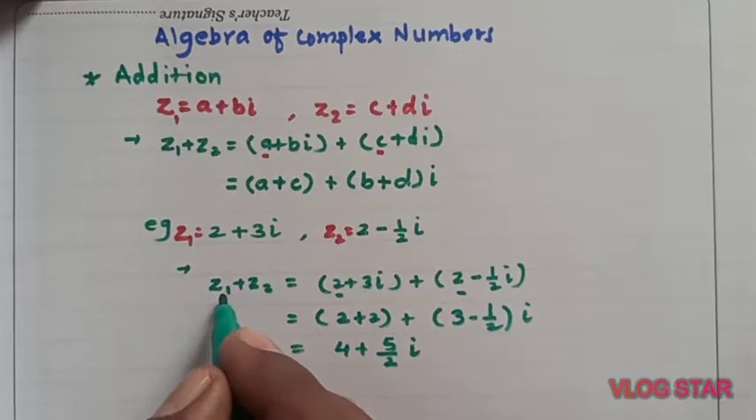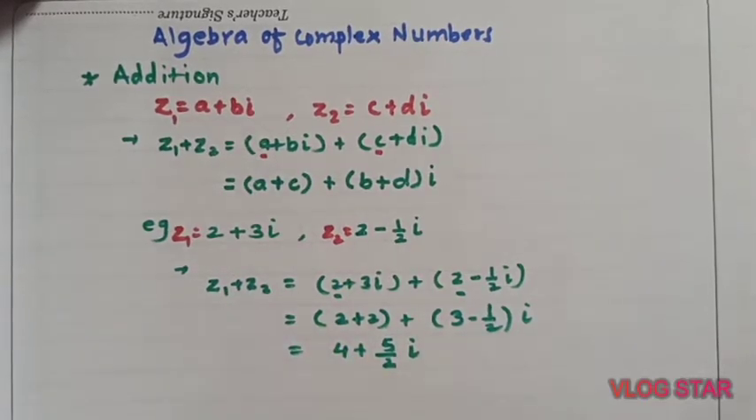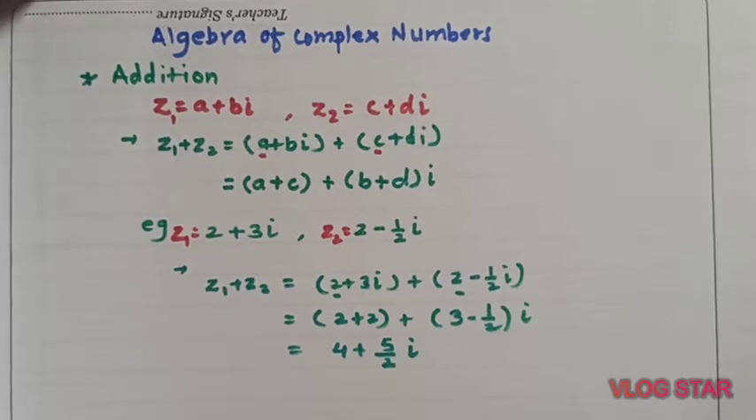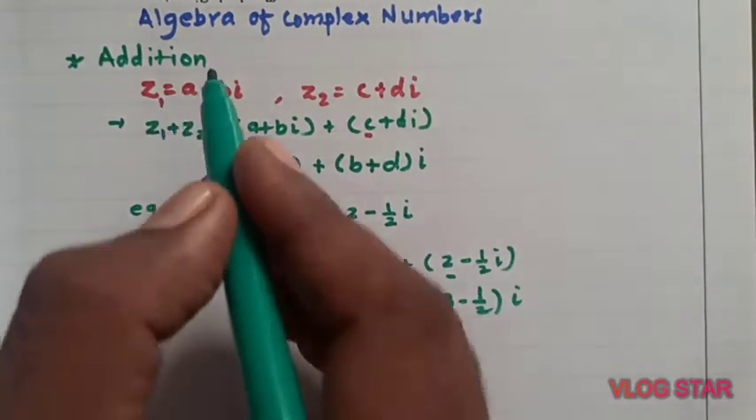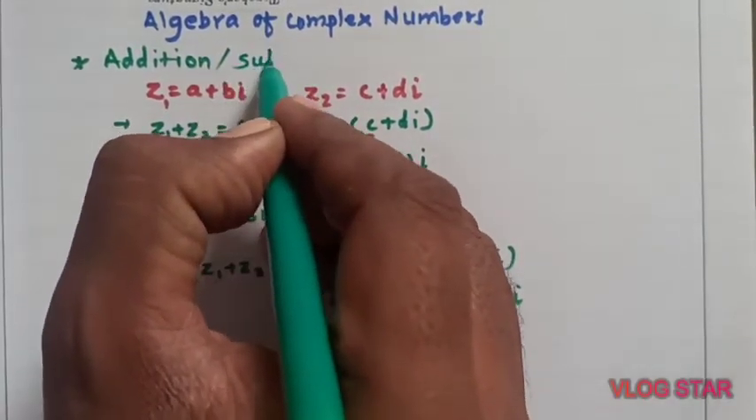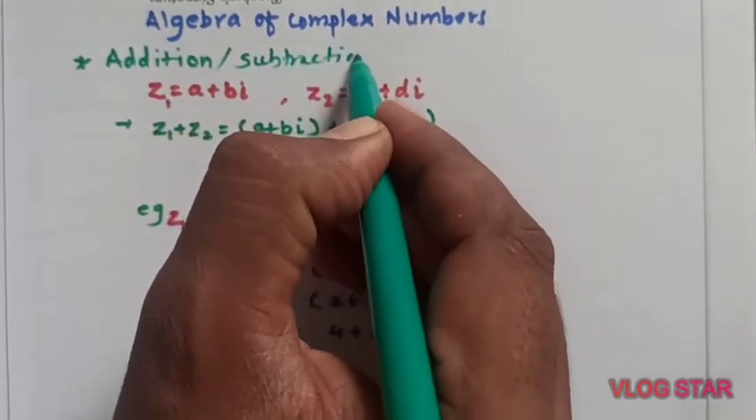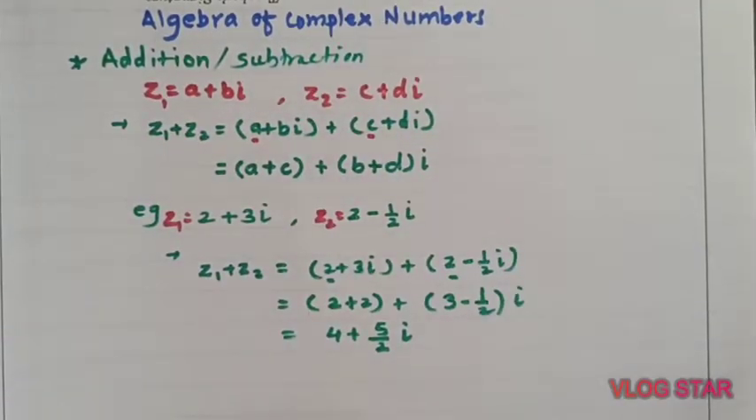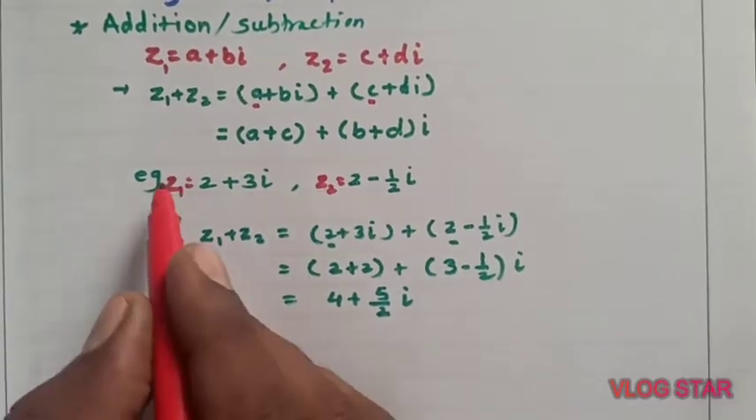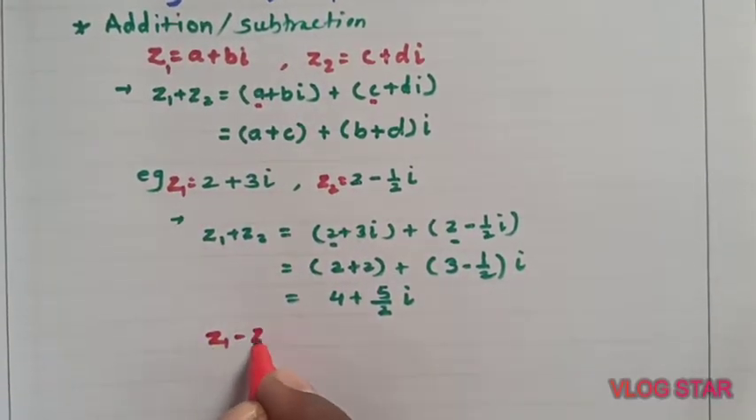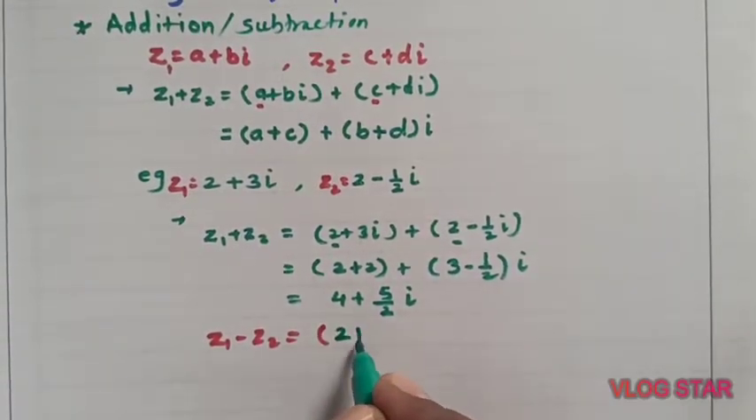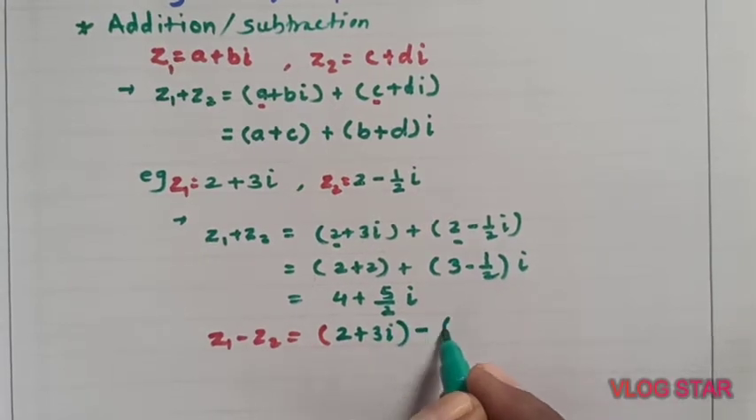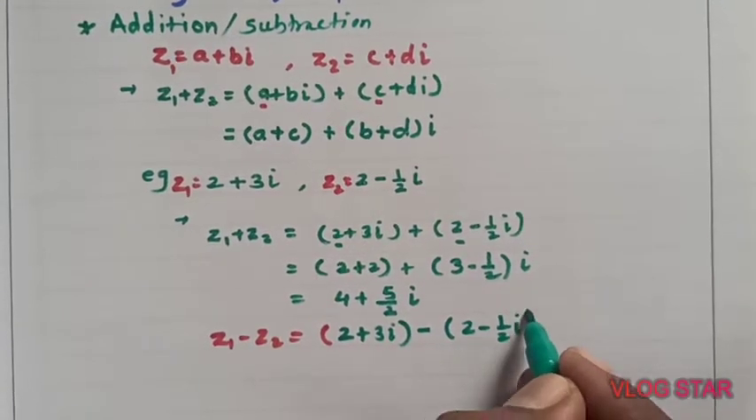This z1 plus z2 is another complex number, and we have to remember that the sum of two complex numbers is always a complex number. Yes, the second operation is subtraction. Here also it is just like addition, as with real numbers. Suppose for the same example, you want to find z1 minus z2, then what will happen? 2 plus 3i as usual, minus 2 minus half i.